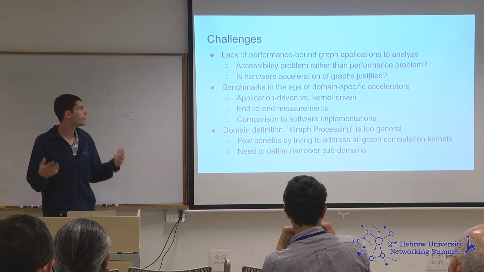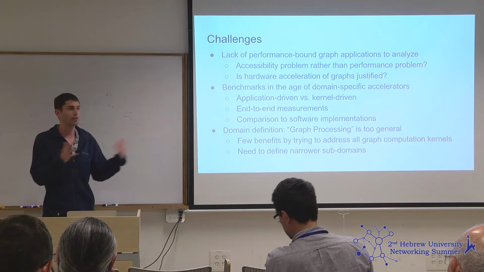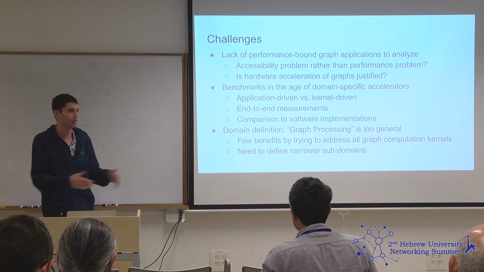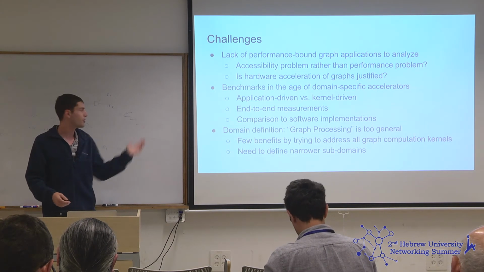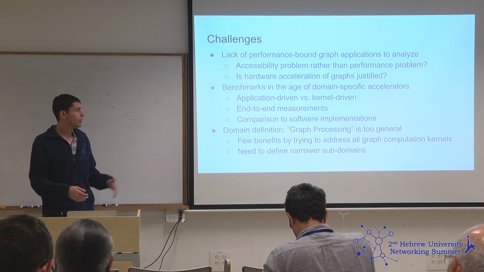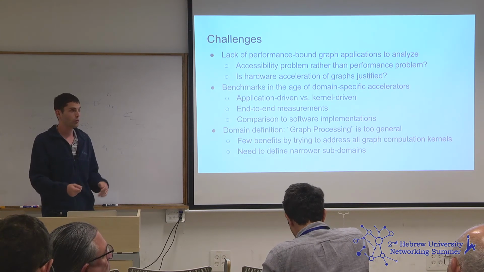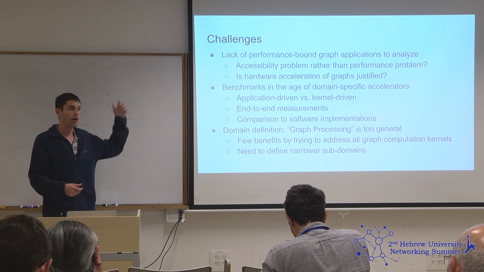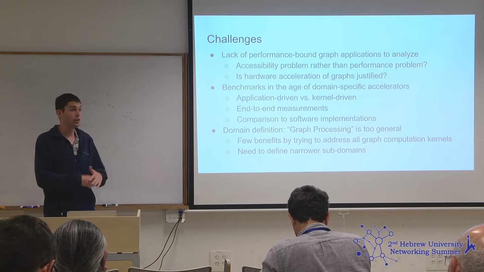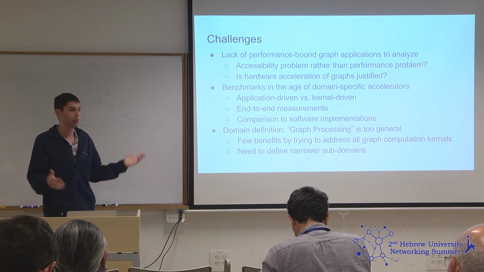there is still a wide variety of benchmarks that are not application-driven, they're kernel-driven. So we get a great result for the benchmark, but nobody can use that domain-specific accelerator or that fixed function accelerator. Also, when we talk about graph processing in general, we saw that a lot of problems can be represented as graphs, but when we try to solve all of them together, we basically get a very small improvement compared to a general CPU.